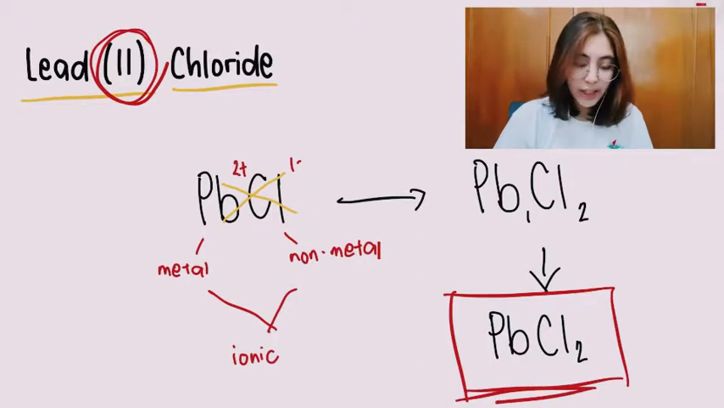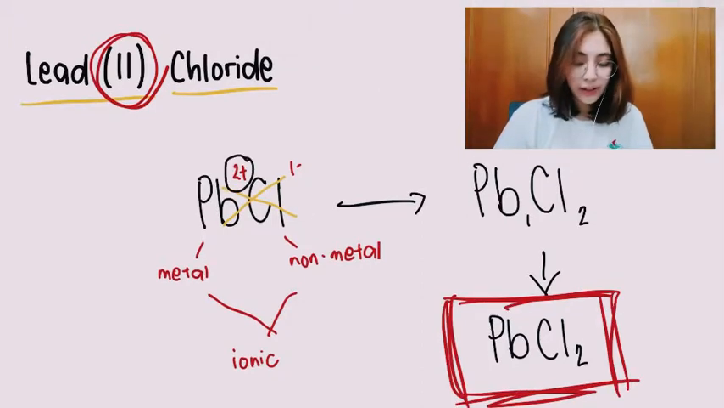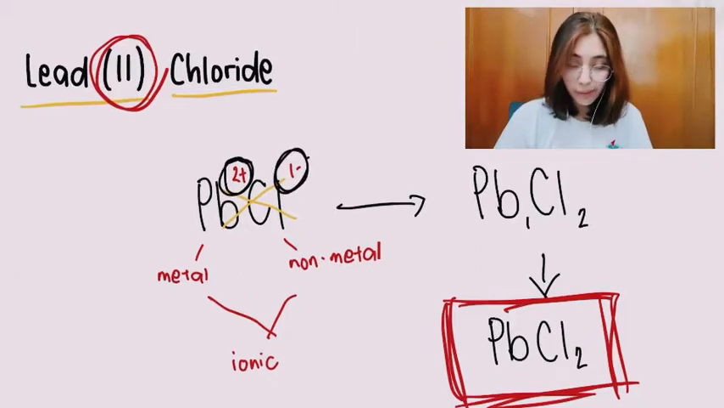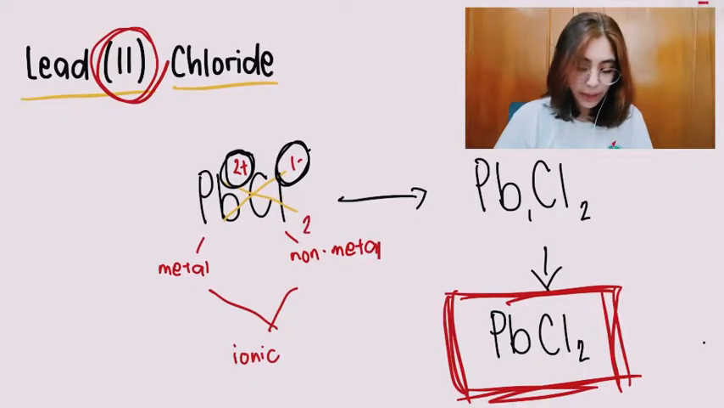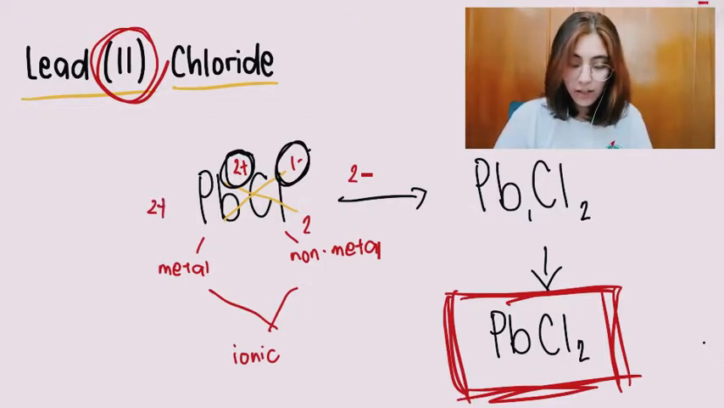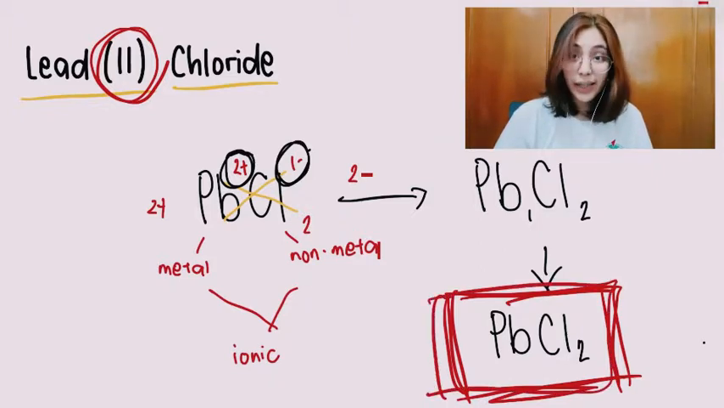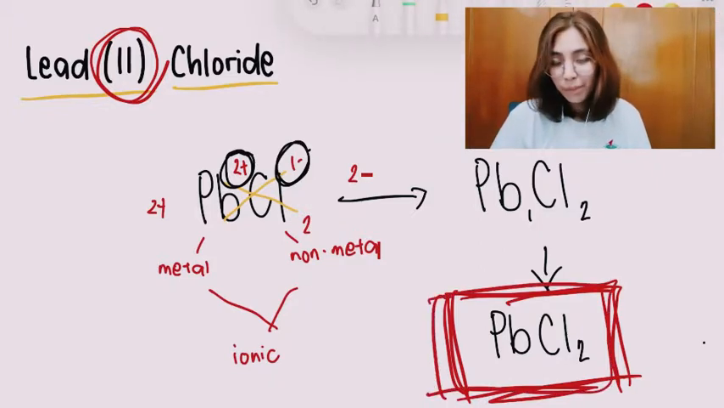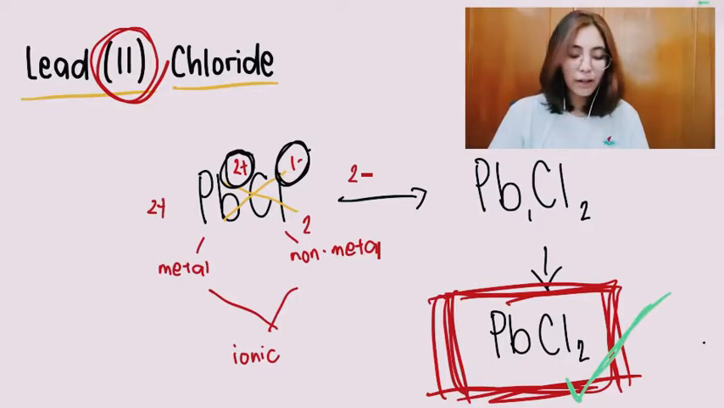So now let's check our work to make sure that we got the right answer. So lead we said was 2+, chlorine we said was 1-. So I have 2 chlorine atoms, 2 times the 1 minus, that's 2-. Lead 1 times the 2+, that's 2+. Then 2+ and 2-, that adds up to 0. So the net charge is 0, and we're done. That's it. So the correct formula for lead(II) chloride again is PbCl2.